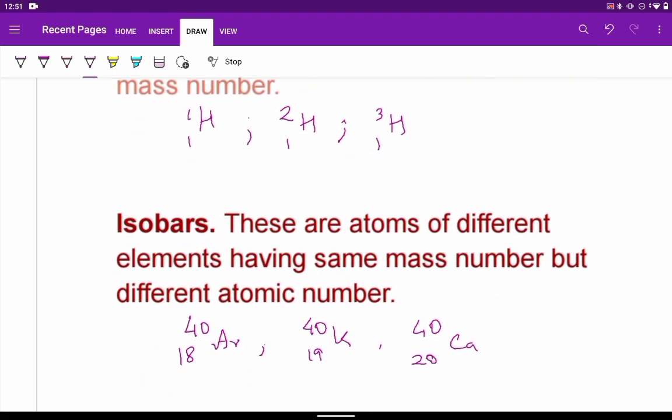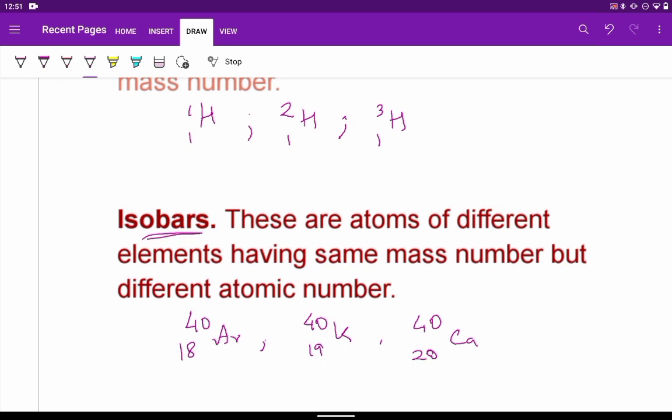Similarly, there are other species called isobars. Isobars are atoms of different elements. Here the elements are different because they have different atomic numbers. As I told you, when the atomic number changes, the element will change. So they have the same mass number here. Mass number is same but atomic number is different. You see, for argon, potassium and calcium, all are having mass number as 40. But for argon 18 is the atomic number, for potassium 19 and for calcium it is 20. So these are all examples of isobars.